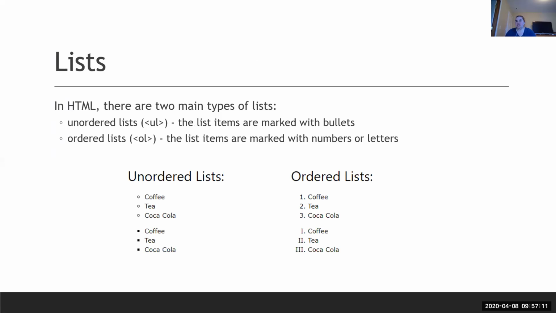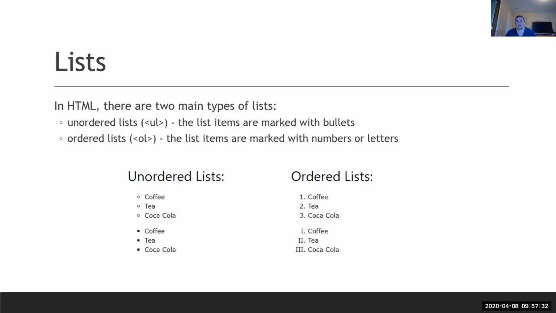So lists in HTML can be created using two tags, the UL tag for an unordered list and an OL tag for an ordered list. A UL tag has bullet points, and you can change the way those bullet points look. You can even apply pictures. And ordered lists have numbers or Roman numerals or letters A, B, C in order.